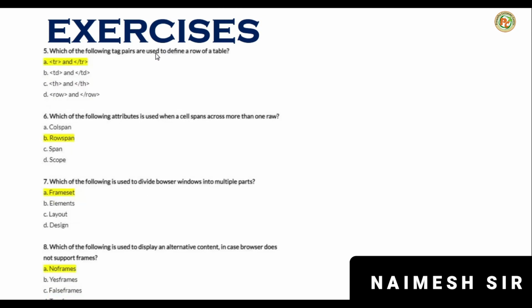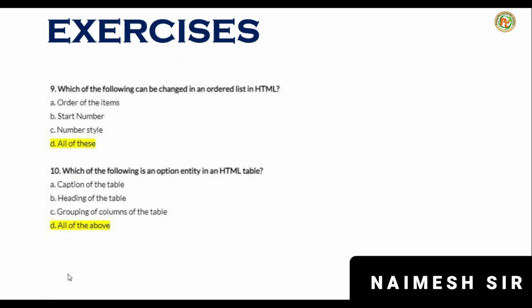Which of the following tag pairs are used to define a row of a table? So tr and /tr. Which of the following attributes is used when a cell spans across more than one row? So rowspan. Which of the following is used to divide the browser window into multiple parts? Frameset. Which of the following is used to display alternative content in case the browser does not support frames? So noframes. Which of the following can be changed in an ordered list in HTML5? So order of the items, start number and number styles, all of this we can change. Which of the following is an optional entity in an HTML table? So caption of the table, heading of the table and grouping of columns. So it is all of this.